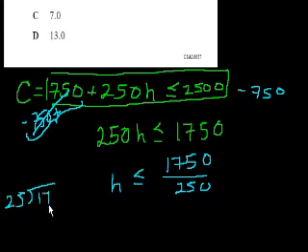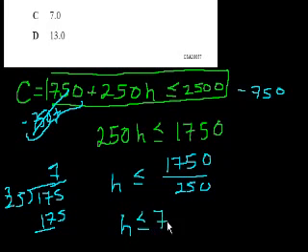25 goes into 175 how many times? I want to say 7 times. 7 times 5 is 35. 7 times 2 is 14, plus 3 is 17. So h has to be less than or equal to 7 hours, and that is choice C. See you in the next video.